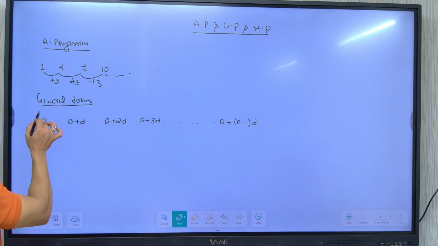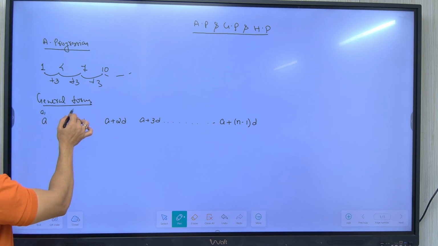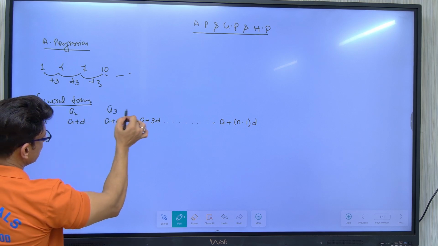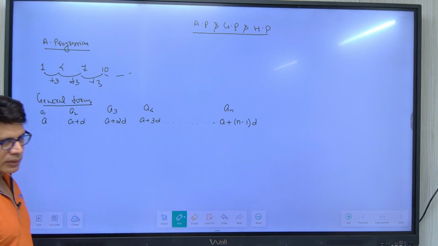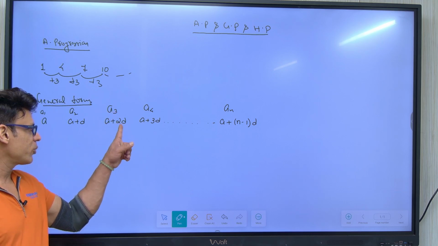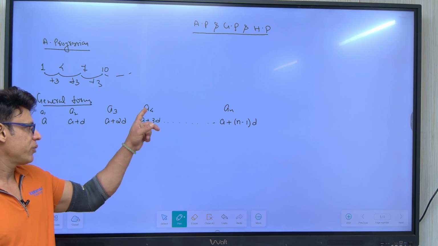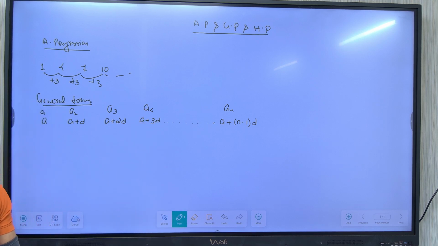Why n minus 1 D? This is your first term, A1. This is your second term, A2. This is your third term, A3. This is your fourth term, A4. So this will be your nth term. Because when we are taking the third term, the coefficient of D is what? 2. Taking the fourth term, the coefficient of D is what? For the nth term the coefficient will be n minus 1, right? So if I ask you what is the 10th term, it will be A plus 9D, right? 100th term, A plus 99D. Clear? The nth term is clear.